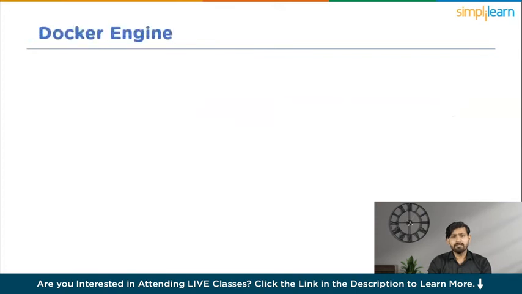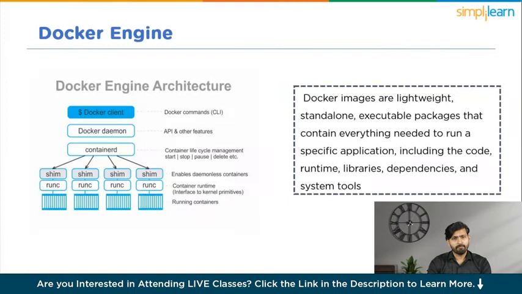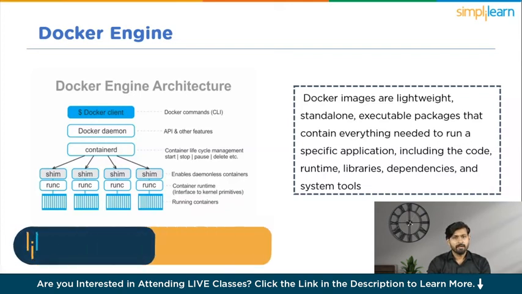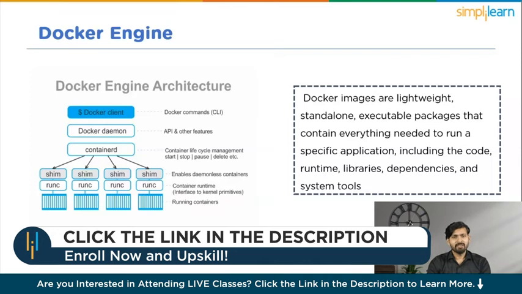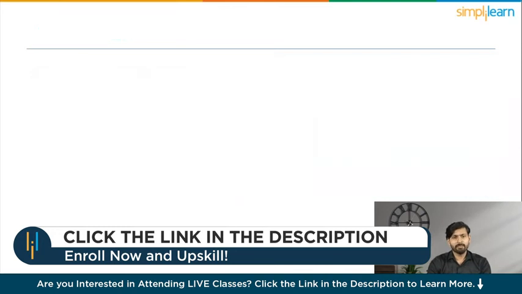So guys, Docker engine is a core component of the Docker platform. It is a client-server application that consists of a daemon process called dockerd running on the host machine and a command line interface client called docker, which is basically used to interact with the daemon. Docker engine manages Docker objects such as images, containers, volumes, networks, and many more. Now let's move on and discuss Docker images.